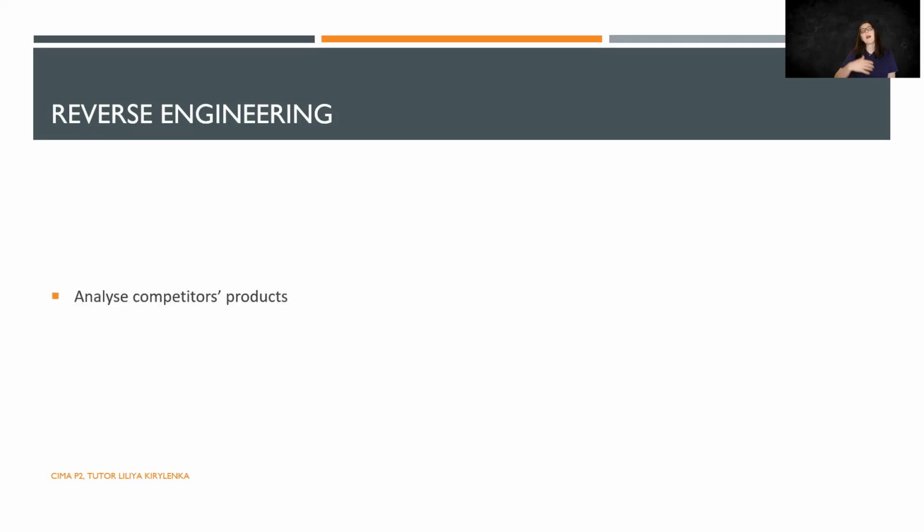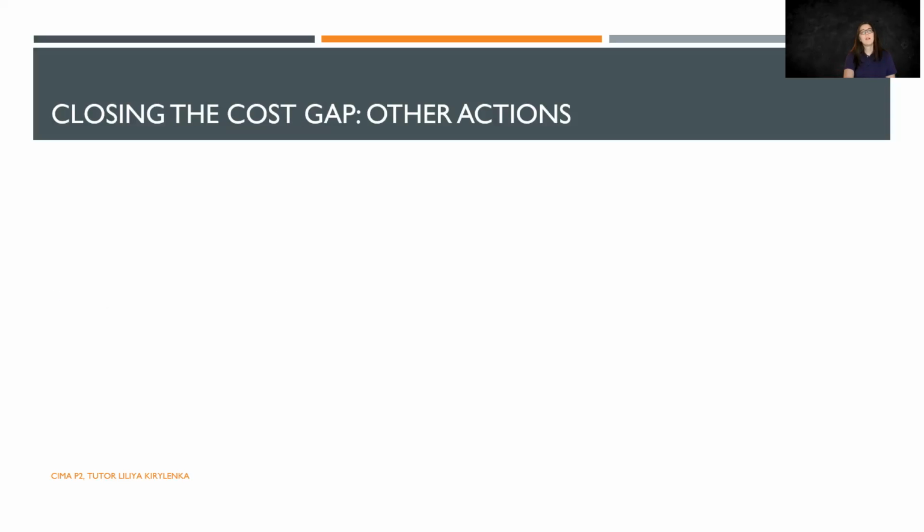Also, we can look and perform something that is called reverse engineering. Reverse engineering happens when we take a competitor's product or competitor's service and try to analyze the product design to provide the insights that will be used for us to improve quality or reduce cost. So, for example, we know that their phones last longer. We will try to take the phone and take it apart and see how they manage to do that. There also can be other actions that will allow us to close the cost gap.